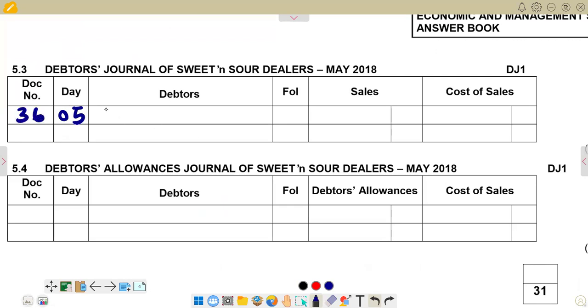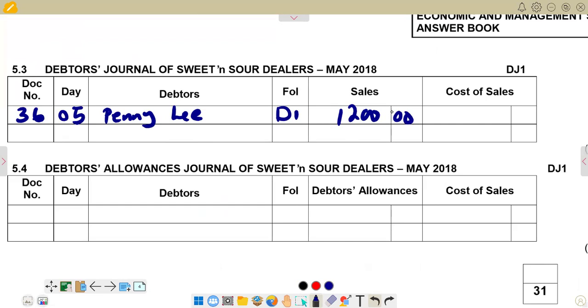And on debtors, we're going to put the name of the debtor that we've issued the invoice to, which is Penley. So we can just enter here Penley. And then on the folio, we can just put D1 to represent that this is debtors one. And then the amount that we have, we put 1,200. And here, this small column represents cents, so we're just going to put 00.